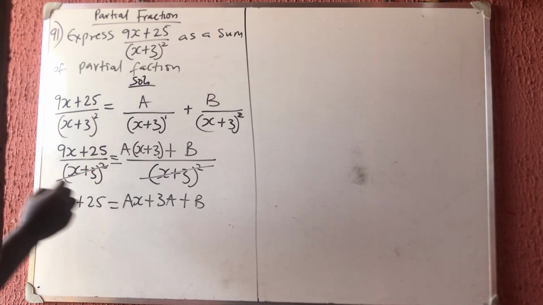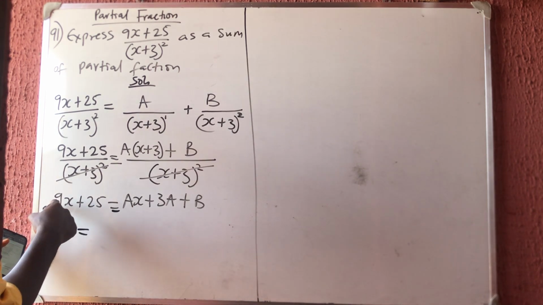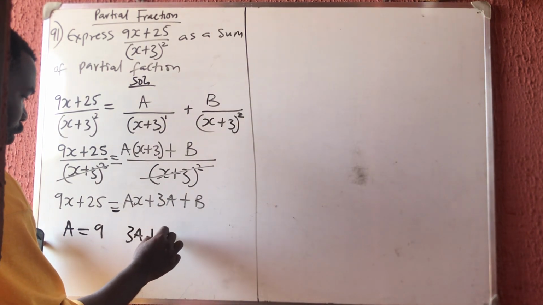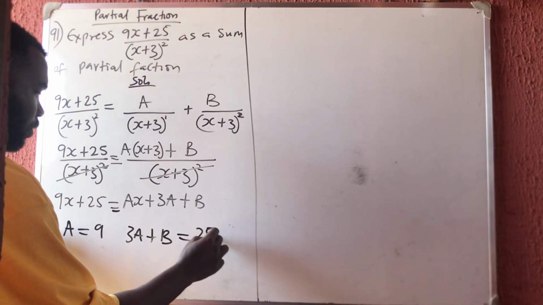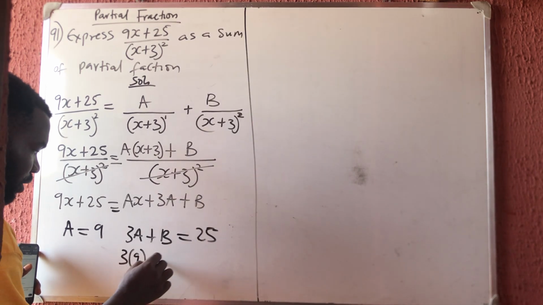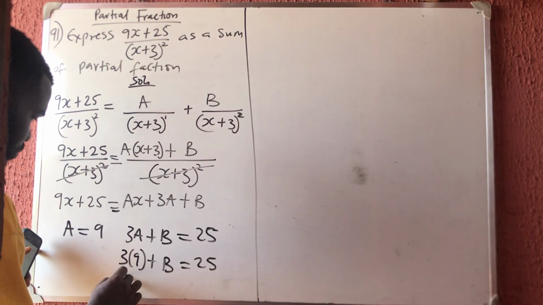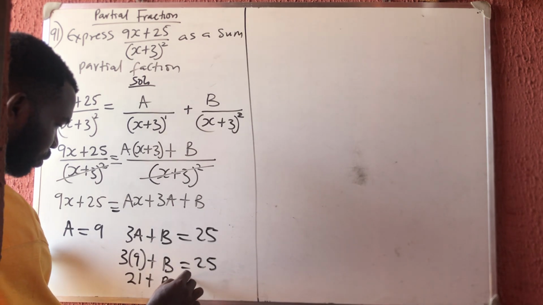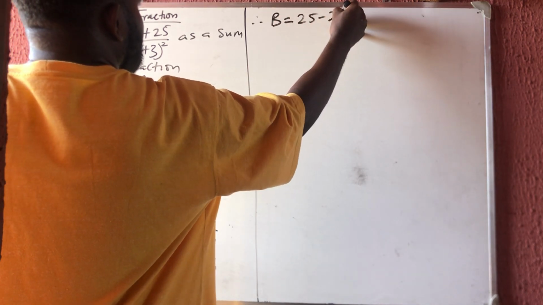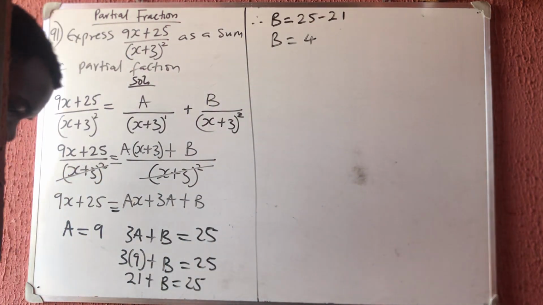Now, what do you do next? Let's compare. By comparison, who has x here? A has x, so A is equal to 9 that has x here. Now, who does not have x? 3A plus B does not have x, so it's equal to 25 that does not have x. But I've gotten A, so if you now put it here, you have 3 in bracket of 9, plus B is equal to 25. So 3 times 9 is 27... 3 times this is 21, 21 plus B is equal to 25. Therefore, my B is equal to 25 minus 21, so my B is equal to 4.